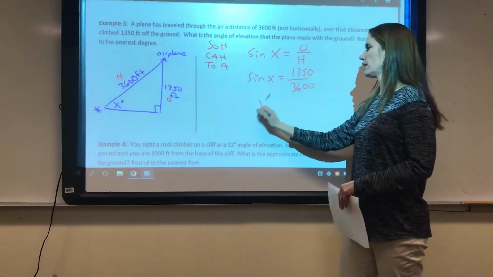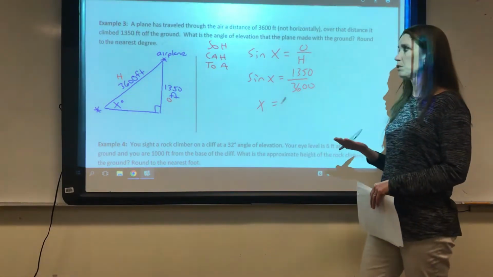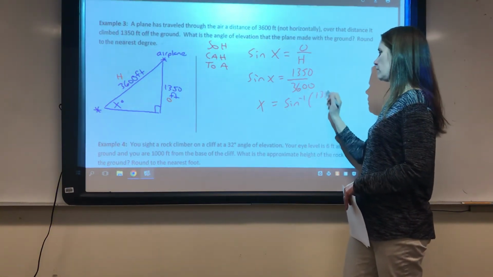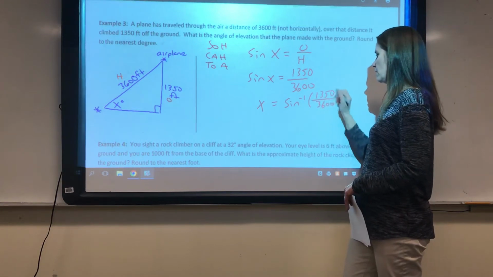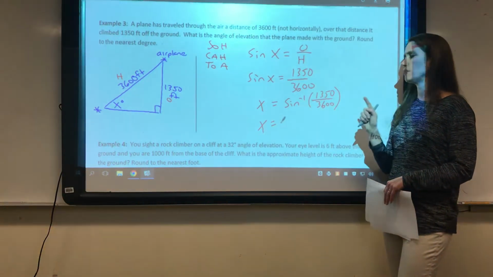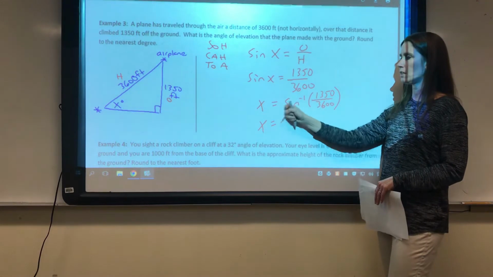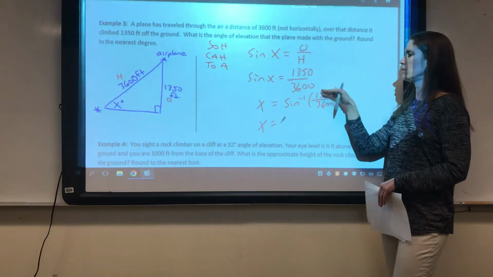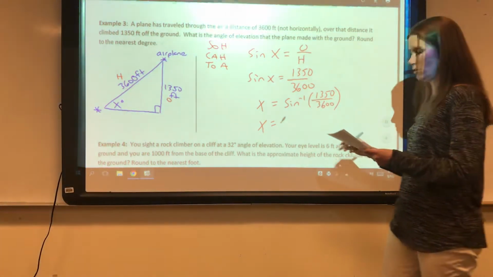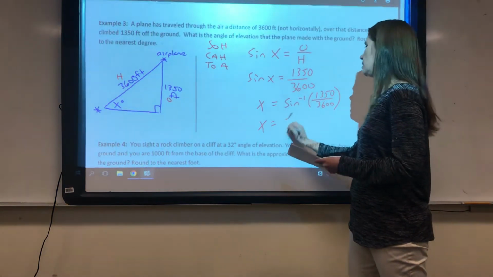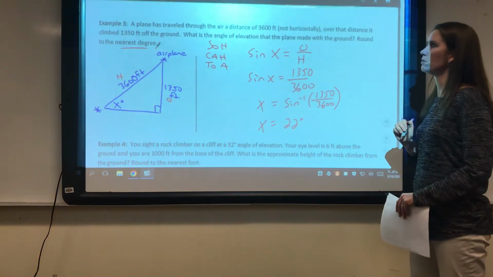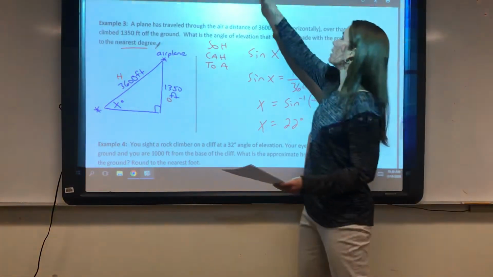If I solve for x, then remember, anytime you're looking for the angle, that's when you're going to have to use the inverse. So we've got sine to the -1 of 1,350 over 3,600. When you plug that in your calculator, you're using that second button at the top left of your calculator, and then the sine button, and you should see this sine to the -1 appear. Then 1,350 divided by 3,600 equals, and you should get 22 degrees. It's asking you for the nearest degree, so nearest whole number, so that's going to be 22. Okay, all right, 2 more.